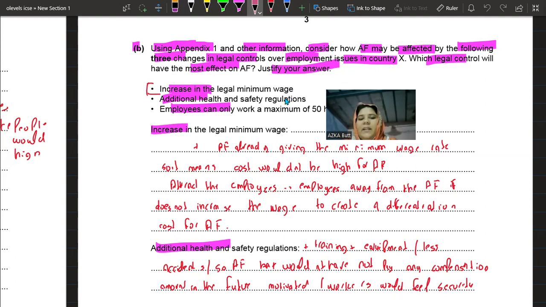So the first one is the increase in the legal minimum wage. Whenever this kind of legal control is there, it increases the cost for the businesses. Of course, if the cost is increasing, it can affect your prices, and if it is affecting your prices, it can affect your sales also. Since the minimum wage rate is increasing, the cost of production is increasing, and if the cost of production is increasing, it can lower your profit margins.